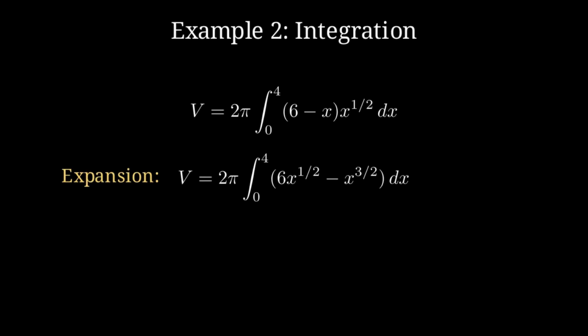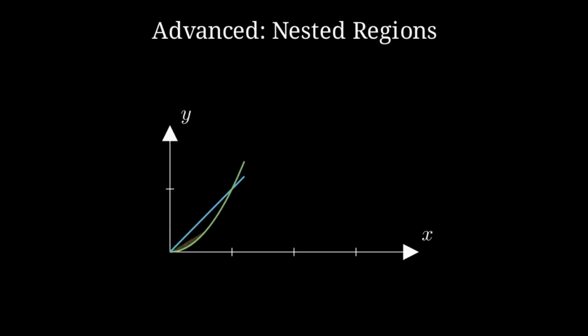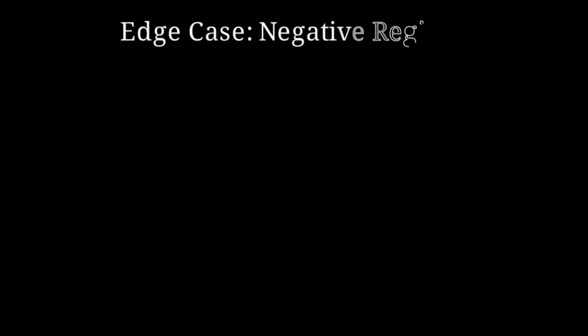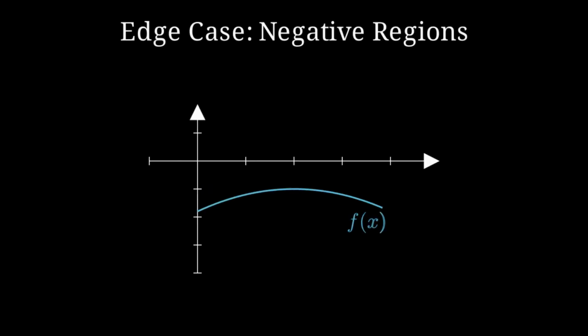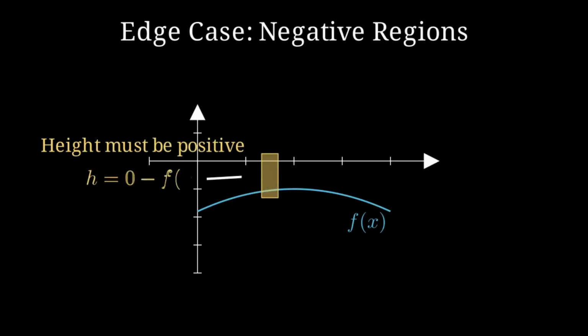In more complex cases, the height is the difference between two functions. Here, the line is above the parabola. The radius is 3 minus x because the axis is at x equals 3. The process remains identical, 2π times radius times height. A common edge case occurs when the region is below the x-axis. Remember that volume must be positive. The height of your shell is the top boundary minus the bottom boundary. If the top is the x-axis, the height is 0 minus the function value.